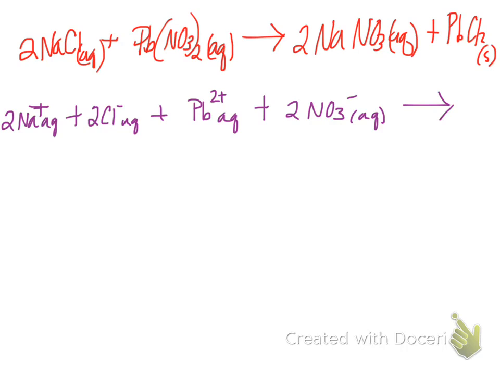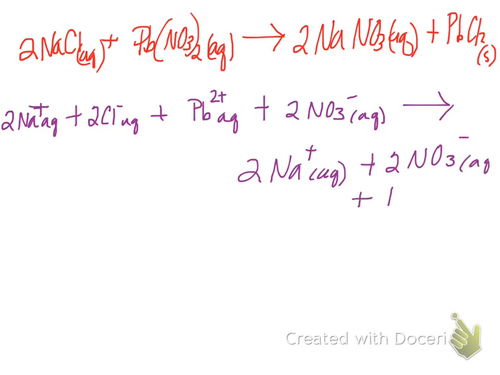Okay, and then on the other side of the equation we break apart what's aqueous, but if it's a solid we leave it together because it's a precipitate, it's fallen out of the solution. So we have 2 sodium on that side, and then we have 2 nitrates, and then I ran out of room, and we have the lead 2 chloride.